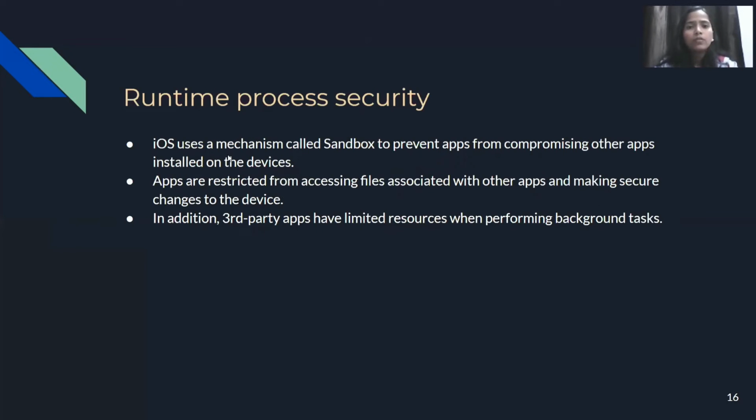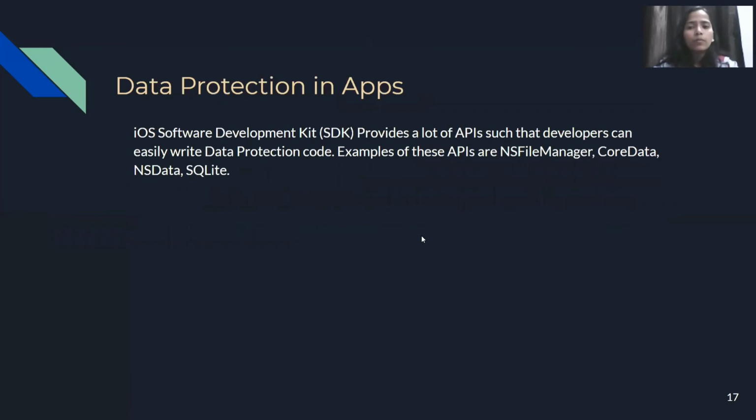Moving on to the runtime process security, iOS uses a mechanism called sandbox to prevent apps from compromising other apps installed on the device. Apps are restricted from accessing files associated with other apps and making unsecure changes to the device. In addition, third-party apps have limited resources when performing background tasks. Lastly, the data protection in apps. The iOS Software Development Kit provides a lot of APIs such that developers can easily write data protection code. Examples of these APIs are NSFileManager, Core Data, NSData, and SQLite.